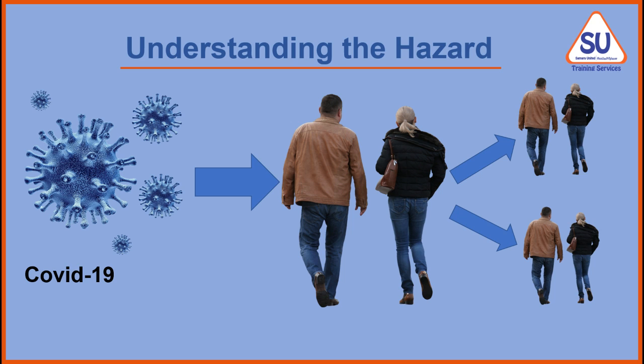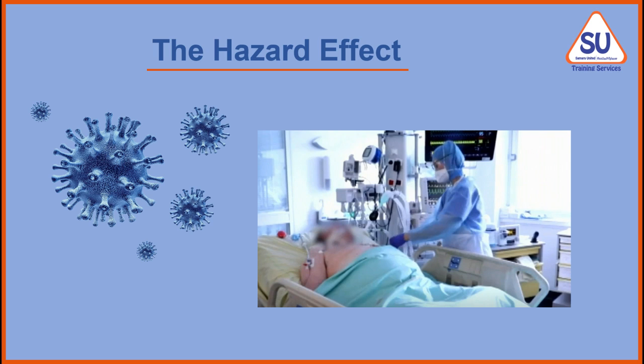By direct, we mean by touching something that a host has touched and then infecting ourselves by rubbing our eyes or mouth, or indirectly by breathing in the virus from the exhaled air from the host. The hazard effect on the host is severe flu-like symptoms and potentially pneumonia. On a scale of 1 to 5, where 1 is very minor and 5 would be mortality, this hazard sits firmly in the 4 to 5 range.